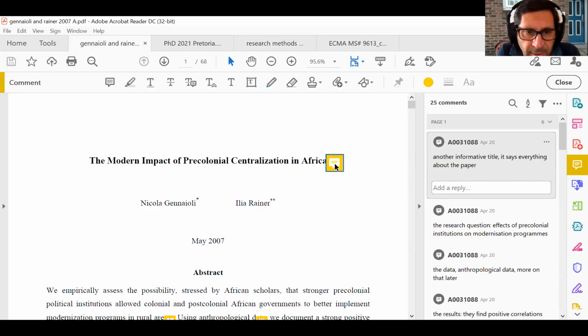So let's check this paper. I think it's the very first paper which came out in the Journal of Economic Growth. The title says everything. And again, it's how to write a paper, right? The modern impact of pre-colonial centralization in Africa, right? It's an informative title. You have the annotation there. It says everything about this paper. It's the contemporaneous impact of past centralization or state centralization in Africa in pre-colonial times. So it is before European colonialism.